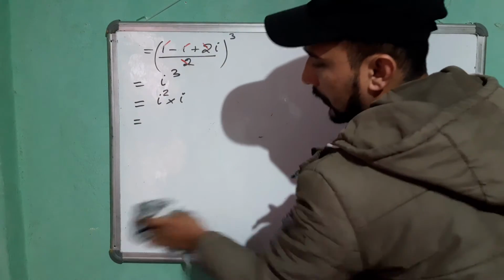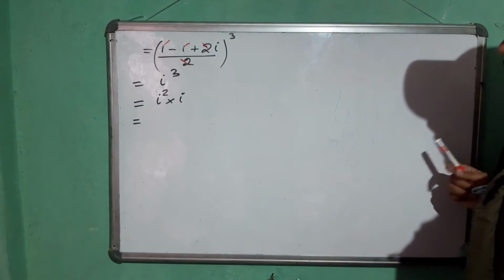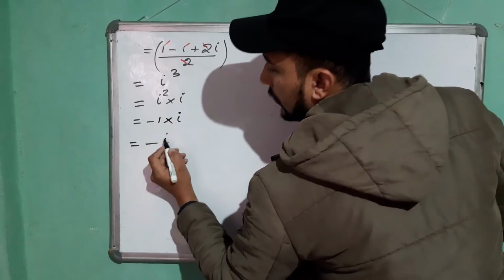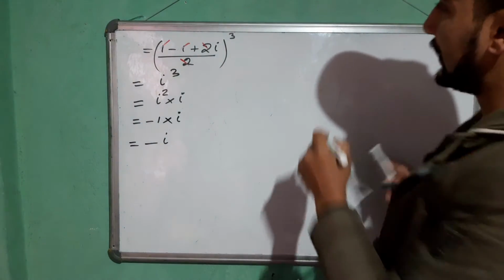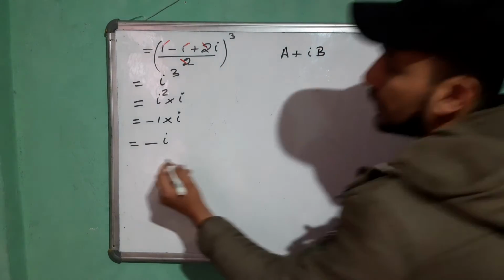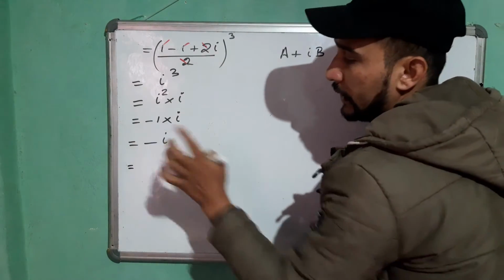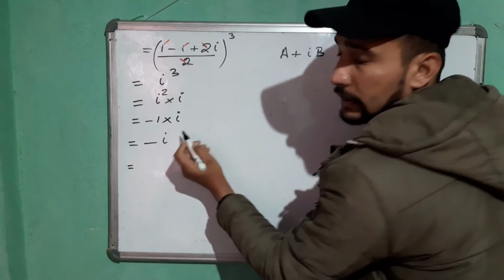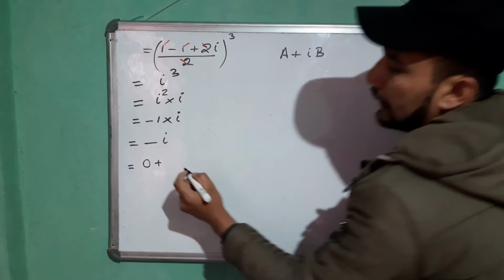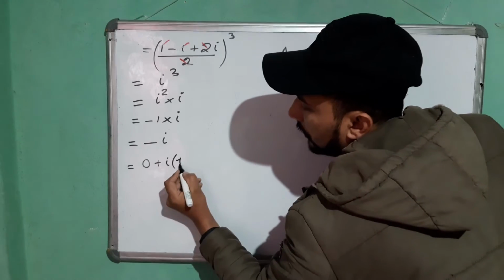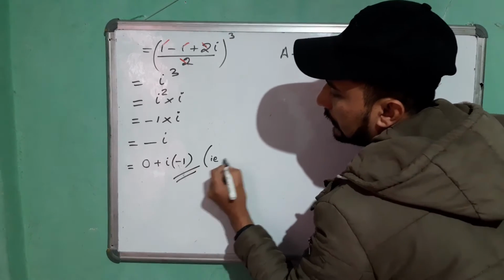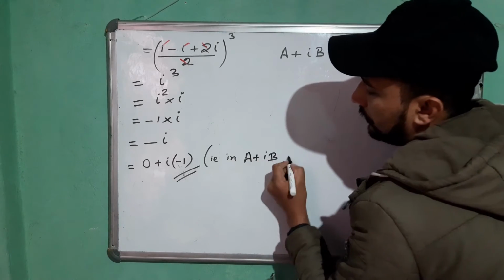You have to split the powers. So i square is minus 1 into i. So this is minus i. And your question was to express in a plus ib form. Here in place of real part, in place of a, you have nothing, you have only the imaginary part. So in place of real part you put 0 plus, and in place of b it will be minus 1, that is in a plus ib form.